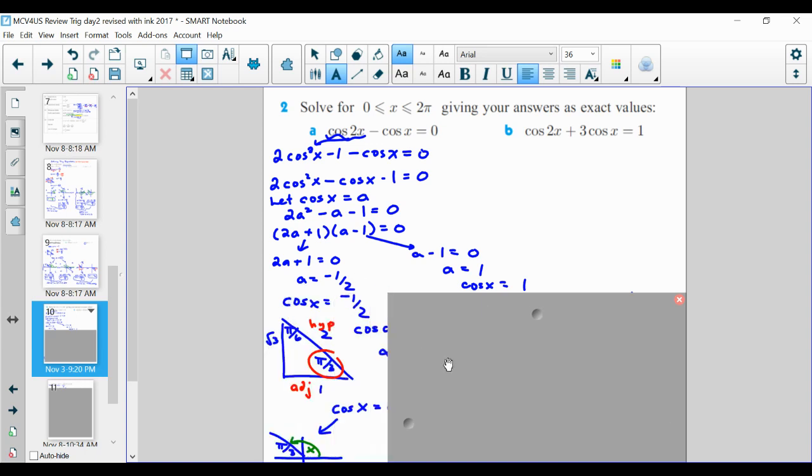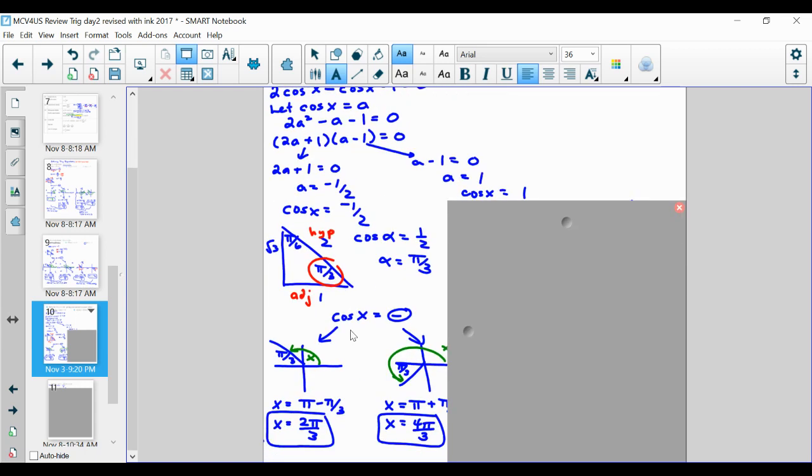So if I start here, I'm going to replace that a back with cosine x. I'm going to say cosine x equals negative 1/2. I see that 1/2 and it makes me think of my special triangles. And in my special triangle, my pi over 6, pi over 2, pi over 3 triangle, I get 1/2 if I take this side over this side. This side is adjacent to pi over 3, which means that the reference angle that we care about is pi over 3. The fact that it's negative, we're going to take account for when we do our CAST rule.